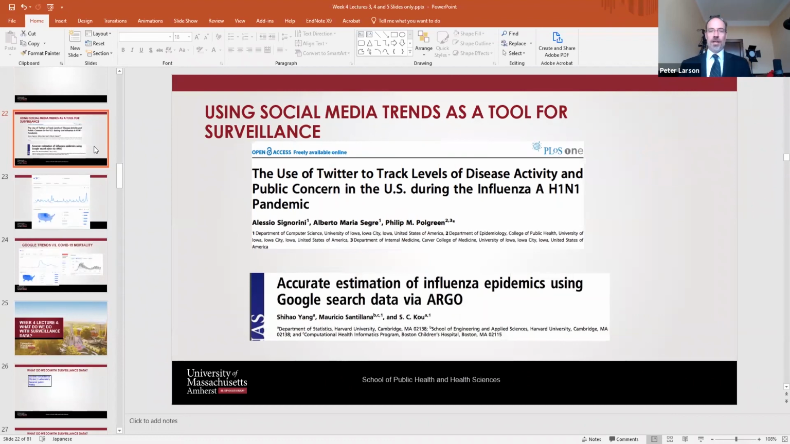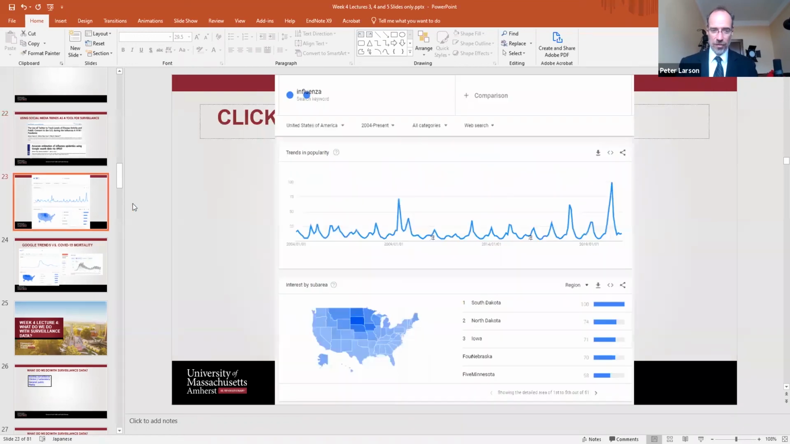Another way of collecting data is to use social media trends as a tool for surveillance. I think this is really cool. When this first came out, back in the late 2000s, I thought it was really great. You can use Twitter, for example, to track levels of disease activity for influenza, as was done during the H1N1 pandemic. Accurate estimation of influenza epidemics using Google search. Google has this thing called Google Trends. And basically what it does is it tracks search terms and gives you the data over time.